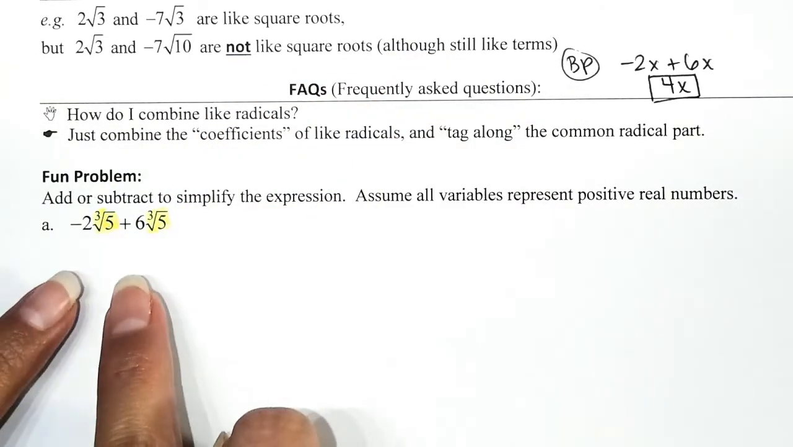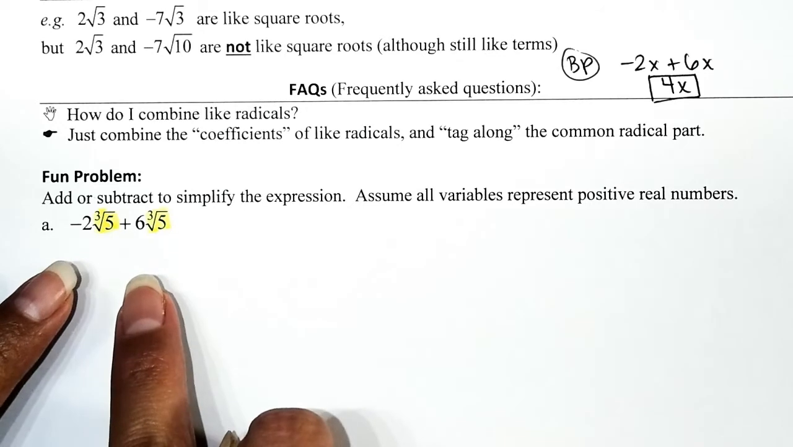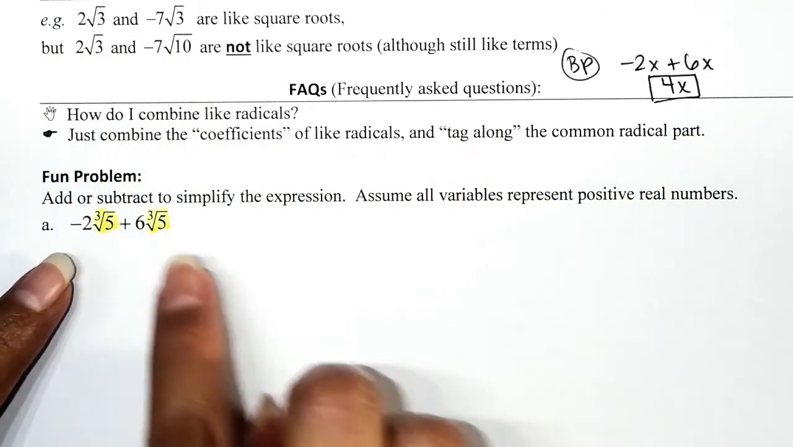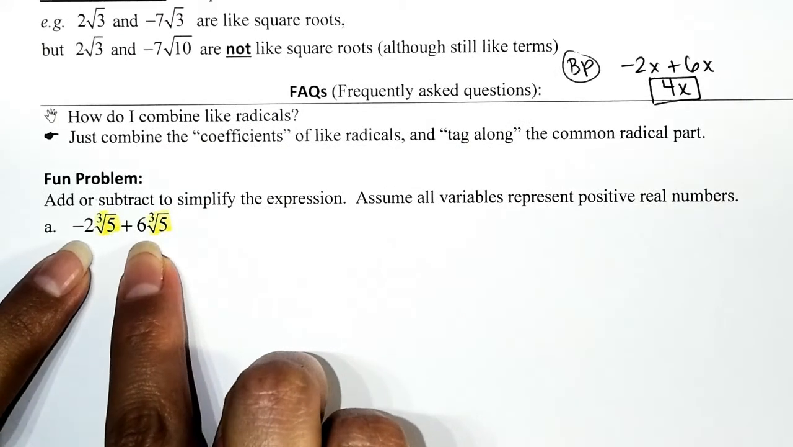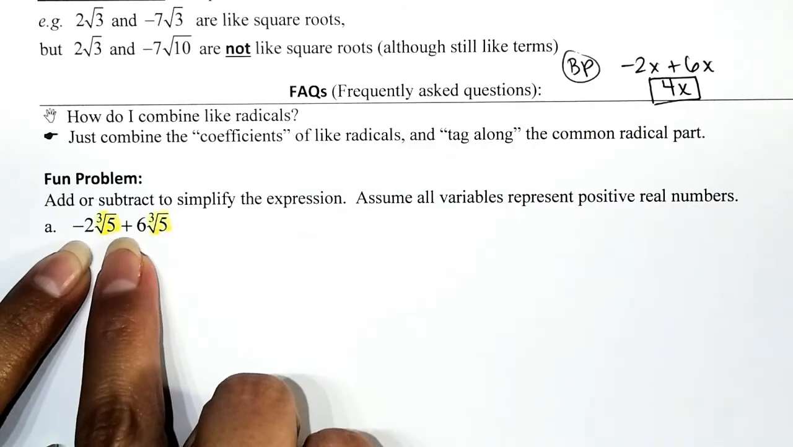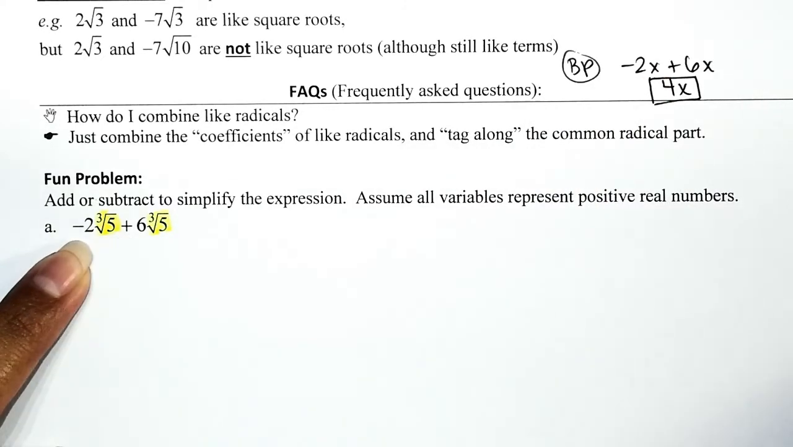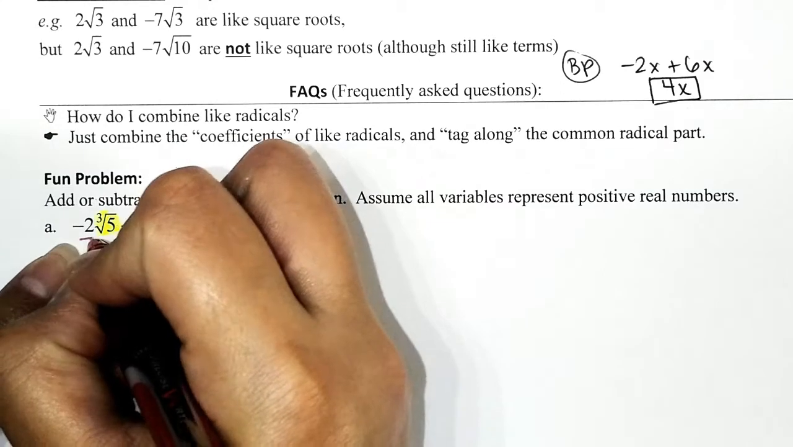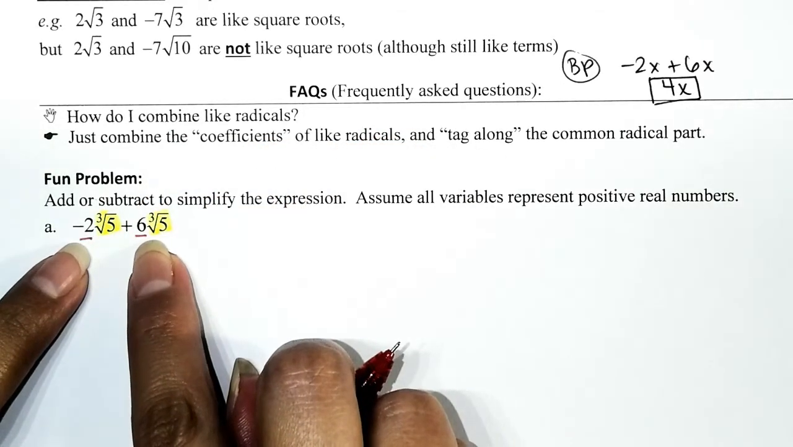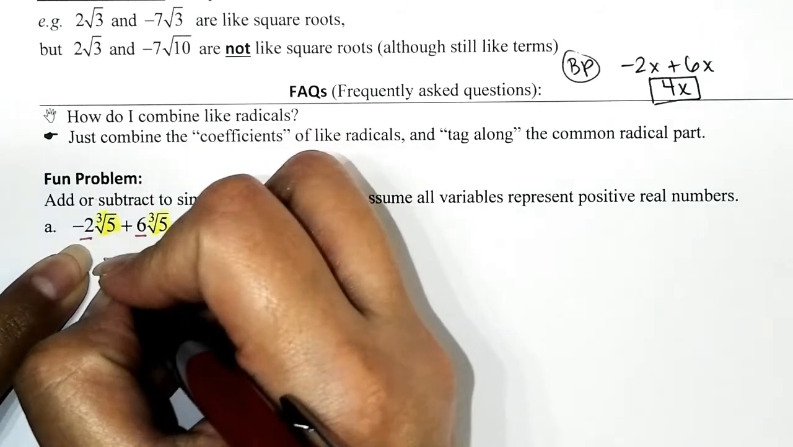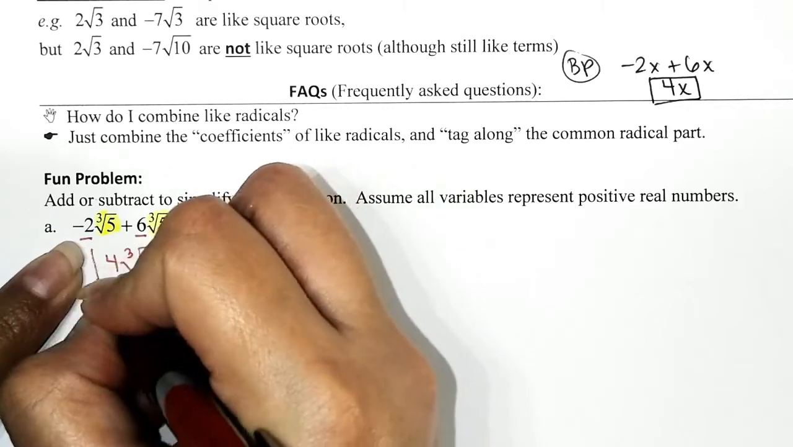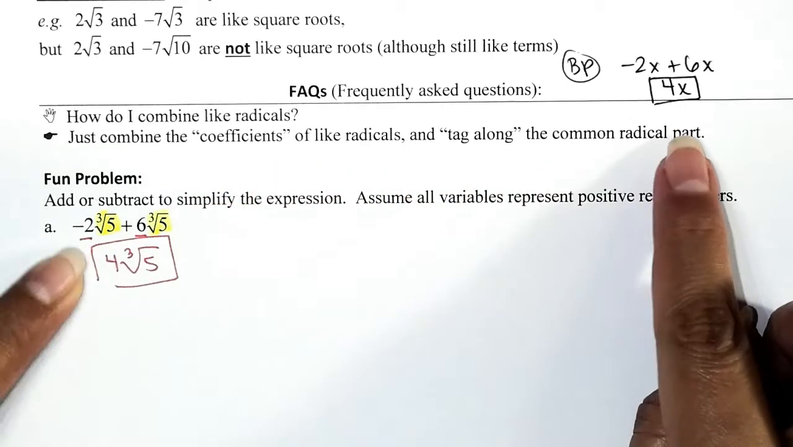I say coefficients in air quotes. Negative 2 and 6 are not coefficients, because a coefficient is code for a number in front of a variable, and cube root of 5 is not a variable, but that's just how we speak. So we're going to combine the numbers before the radical part, namely negative 2 and 6. Negative 2 plus 6 will give us 4, and then we'll tag along the radical part, kind of like if we had a variable, we would tag along the variable part.